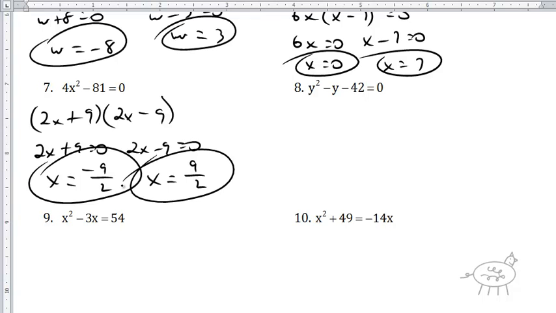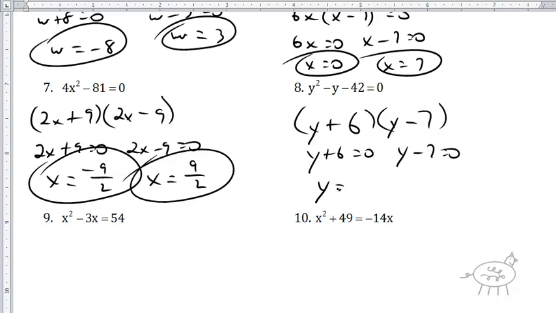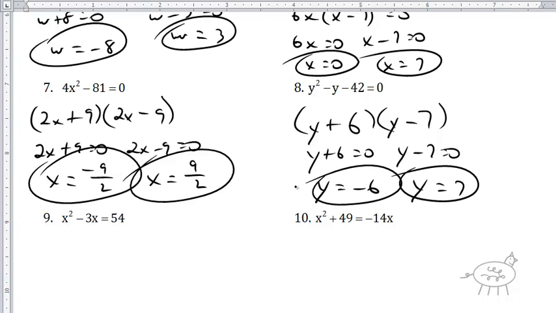Okay, not bad. Next one's a trinomial. So y is negative, so it's plus and minus. 7 and 6, so 7 minus 6 is 1, which is what we want, and negative 1. So the 7 is negative, and the 6 I should say, is positive. Because again, 6 minus 7 is negative 1. So we set each of those equal to 0. So y is negative 6 and y is 7. Okay?